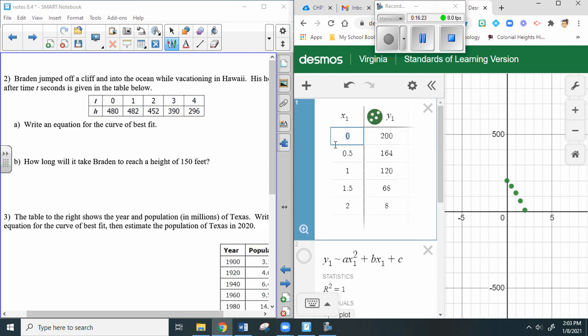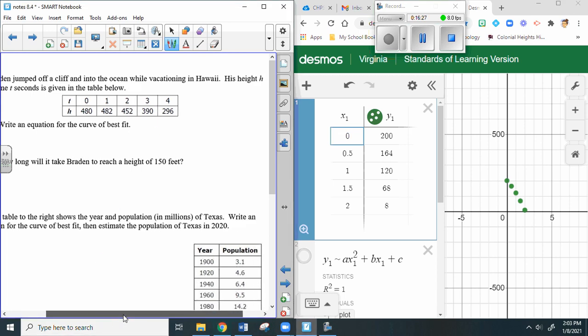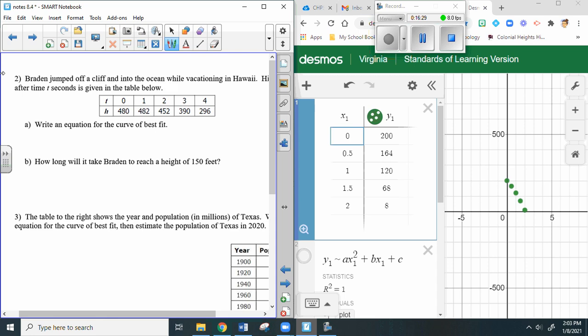All right, so Braden jumped off a cliff and into the ocean while vacationing in Hawaii. His height, h, after time t seconds is given in the table below. So we have time and height again, all right? And you have to remember that that's an x and a y when you type it in your table. So let's type in all the times.